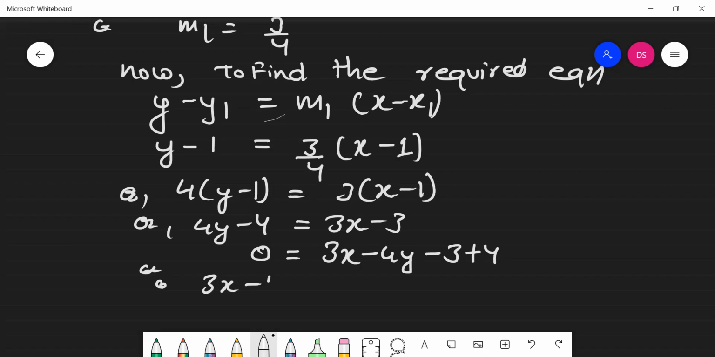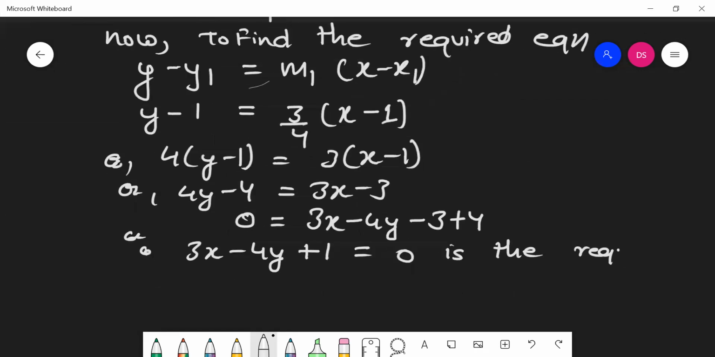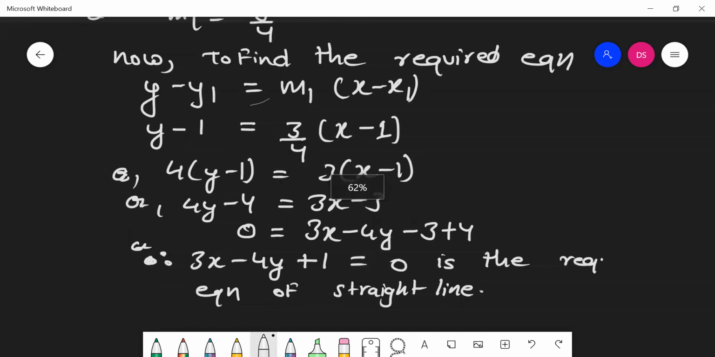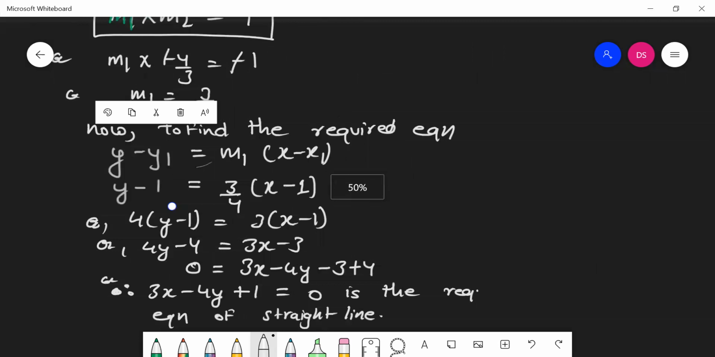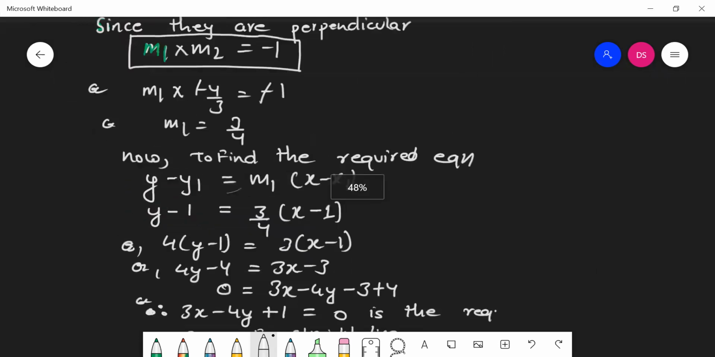So this is 3x minus 4y plus 1 equals 0, the required equation. Therefore, you should write, therefore, the required equation of the straight line. So this is the full solution of this question, all of you.